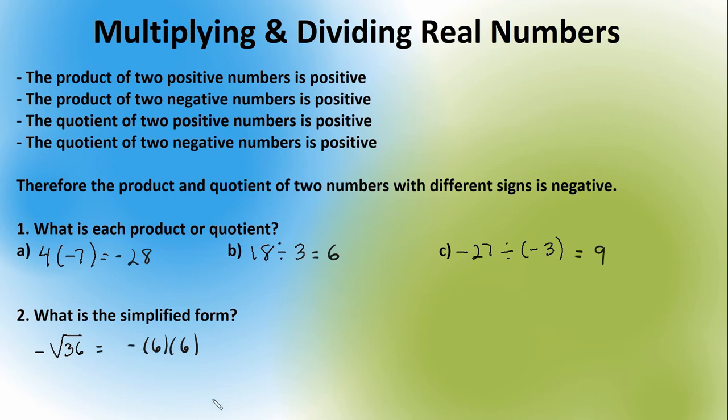So we want to just put that negative there in the front. 6 times 6 is 36, but of course, the square root of 36 is 6. All right, so altogether, this is going to simplify into negative 6. All right, because we want to simplify that negative square root of 36.